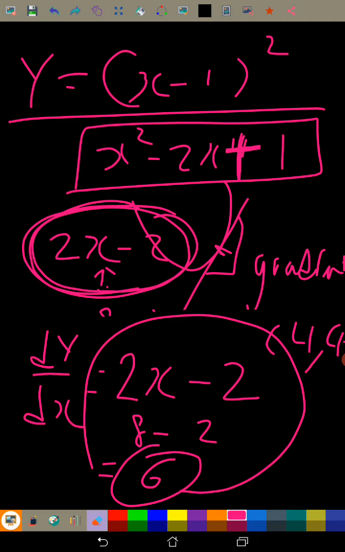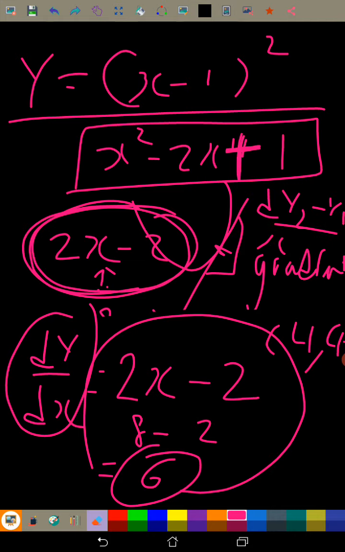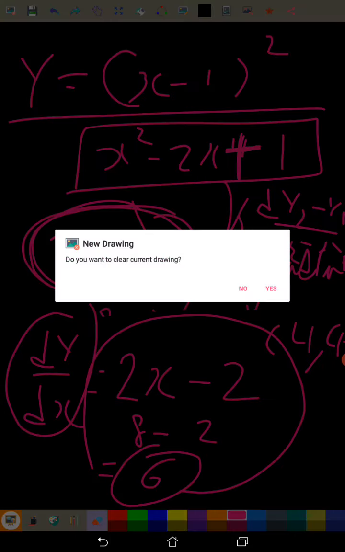So there is a difference between doing dy by dx and doing y2 minus y1 and so on, divided by x2 minus x1. So there is a difference between the two. Okay, now what we can do is learn how to do differentiation with limits.